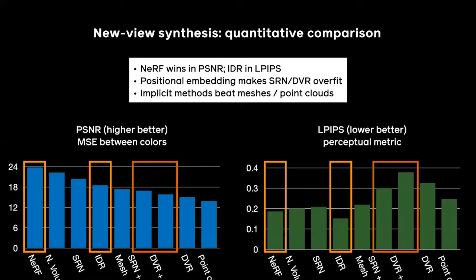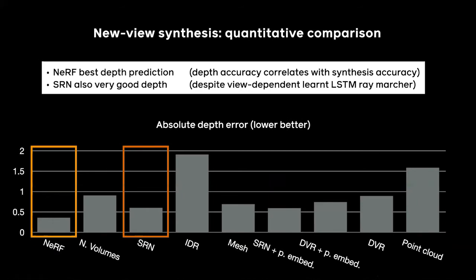Generally speaking, the implicit methods, whether they're based on signed distance function or on occupancy fields, tend to beat methods that are based on meshes or point clouds by quite a margin. That was at least in terms of perceptual error, when you're trying to reconstruct the object from a new viewpoint, how well you do. In terms of depth reconstruction, or reconstructing the shape of the object, similar conclusions can also be drawn.